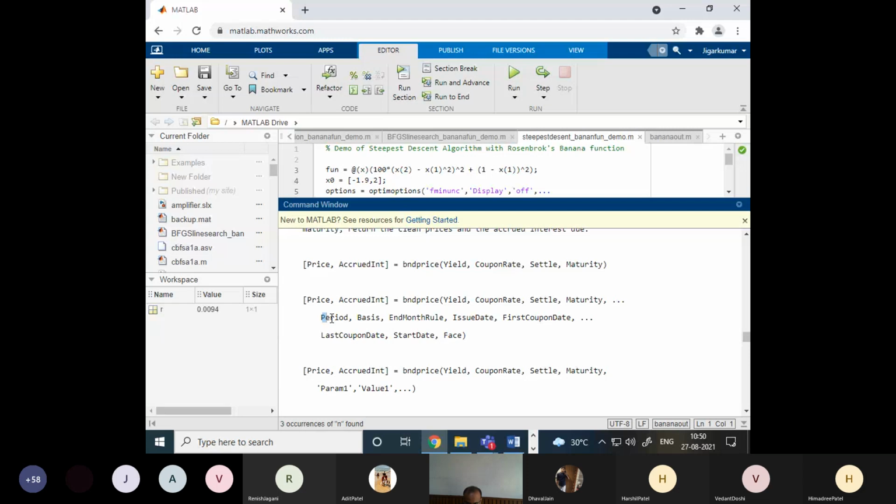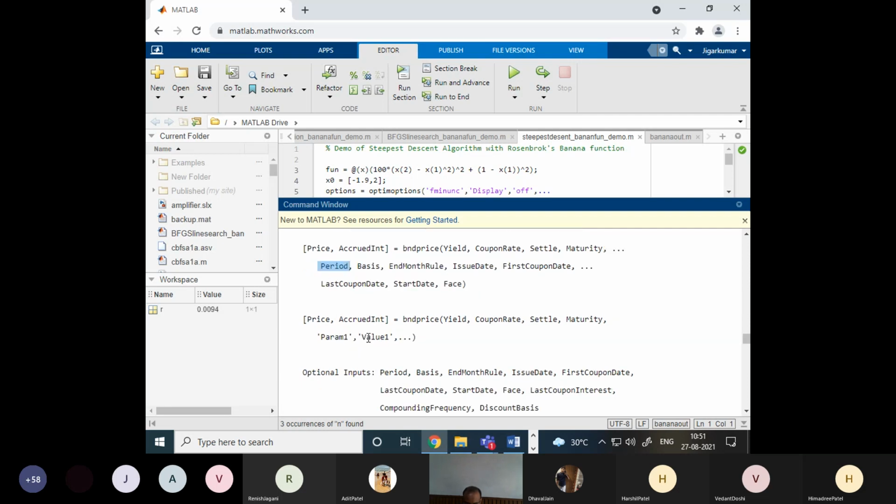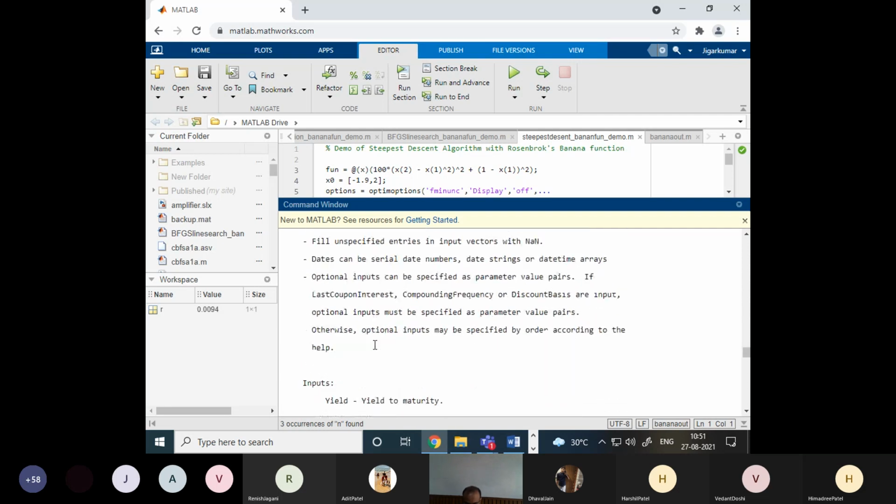There are some optional parameters which you can also specify, like the face value of the bond, meaning its maturity value. Then there is the end-of-month rule, meaning you get a payment at the end of the month or the beginning of the month. Usually we get it at the end of the month, so we need not specify this value. It is assumed to be its default value. The issue date means the original issue date of the bond, the first coupon date, the last coupon date, right? The period of the coupons, also basis. So these are all explained here, right?